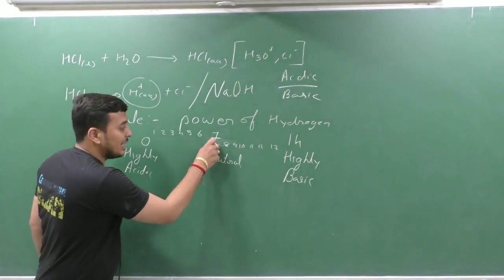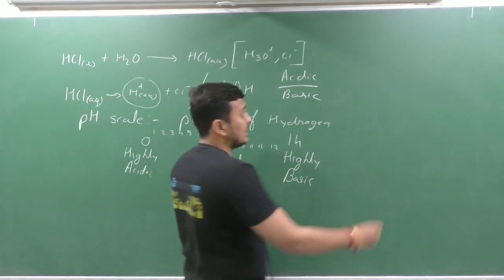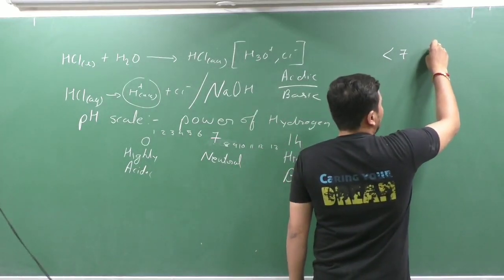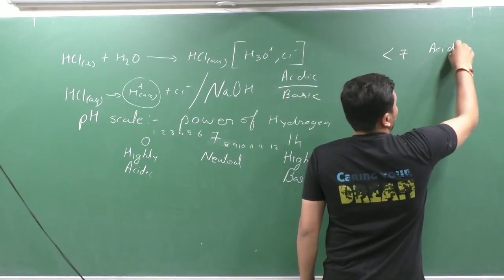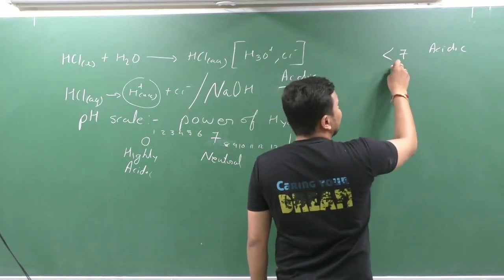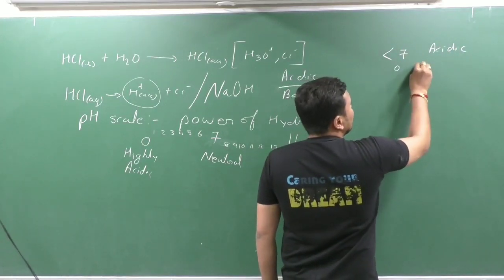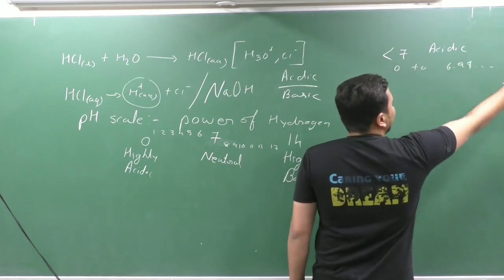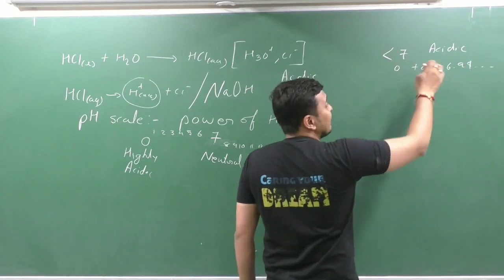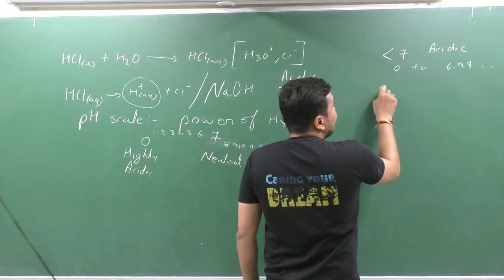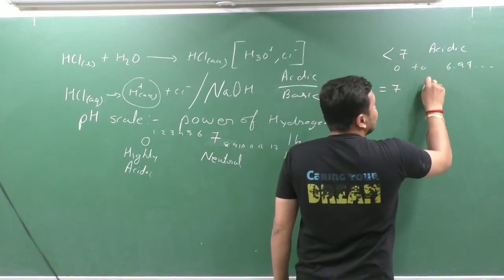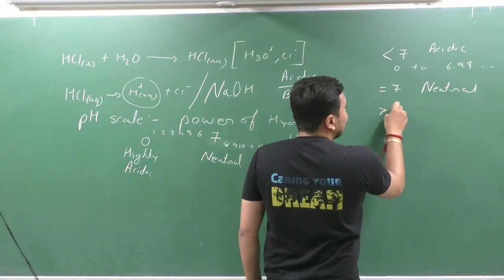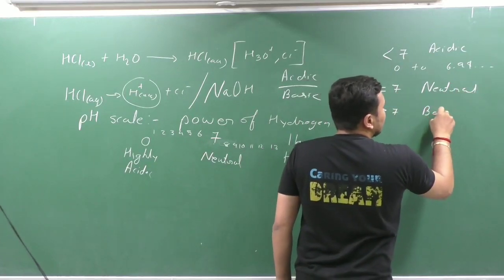If the scale shows a reading less than 7, then it means the solution is acidic. So what can be less than 7? It can be from 0 to anything, 6.999999, it can be anything. It should be less than 7, then the solution will be acidic. If it is equal to 7, then it is neutral. Clear? If it is greater than 7, then the solution is basic.